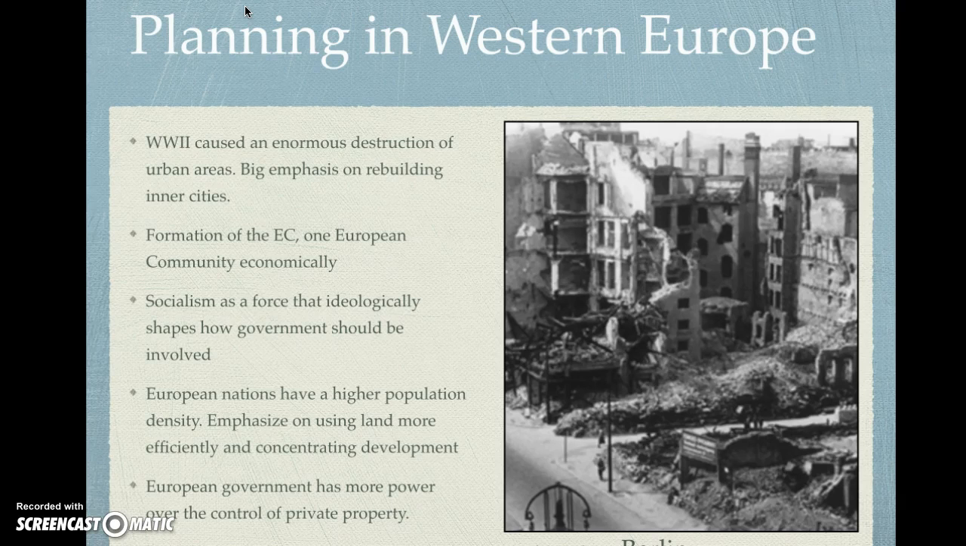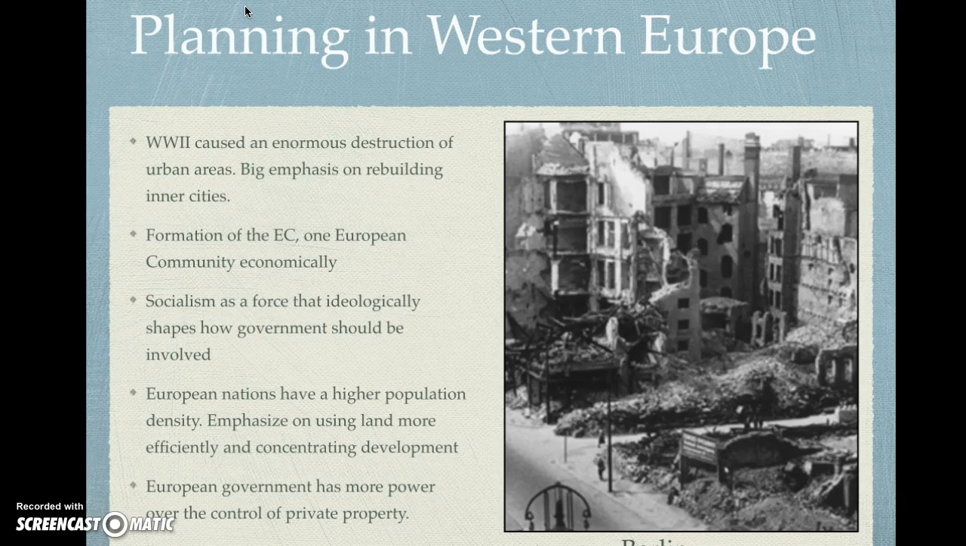So when you're thinking about planning in Western Europe, World War II caused an enormous amount of destruction in urban areas. I always joke that urban planning and urban studies gets really exciting after World War II. Well, in Europe, what you had is a lot of physical destruction. Cities like Berlin, like this photo here, bombings just destroying cities. So there's this really big emphasis on rebuilding inner cities, this idea of rebuilding urban places after disaster. A lot of these lessons can be learned from the effects of World War II. Just bombed out cities. So that is one huge force that shaped planning in Western Europe.